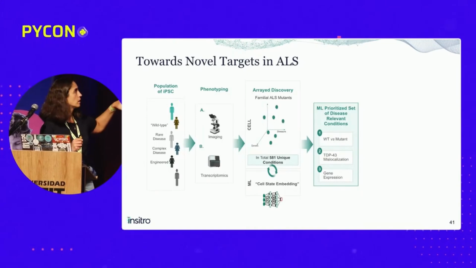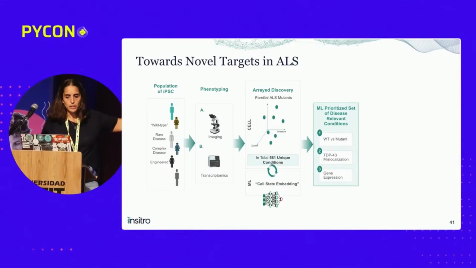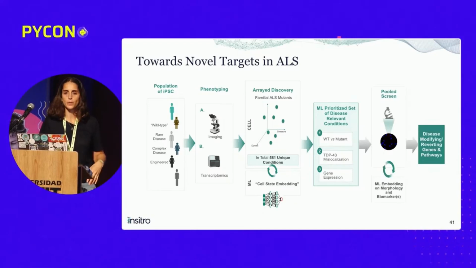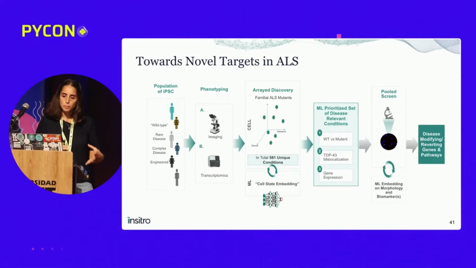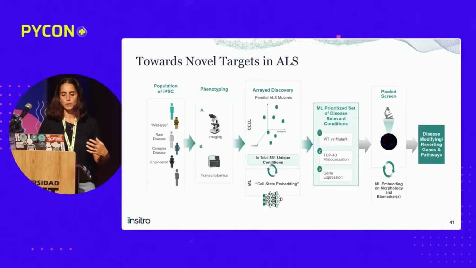If we go back to our original diagram of how we've laid out the modeling, the phenotyping, the discovery, the ML, now what we are going to do is this pooled screen. So we have a library of genes. We're going to screen. We're going to find genes.